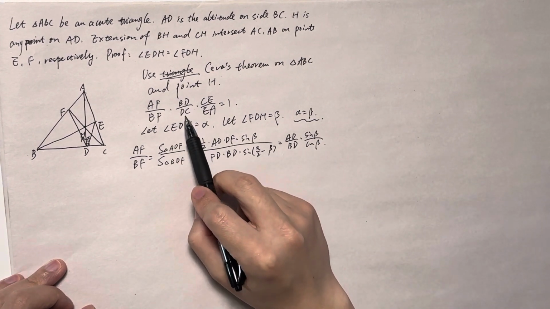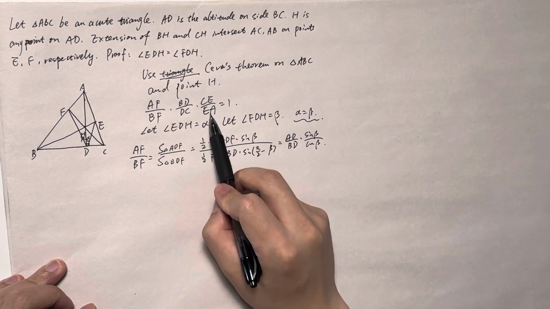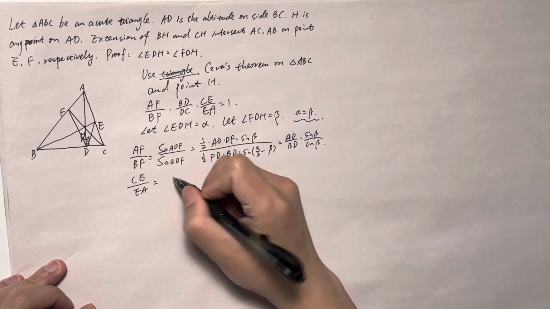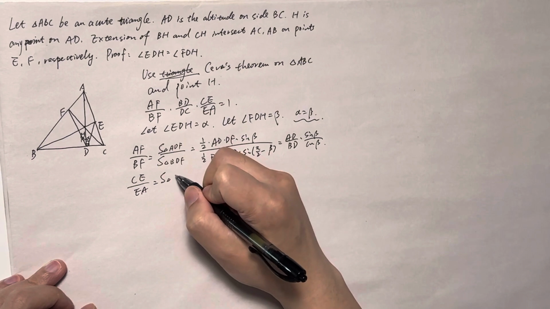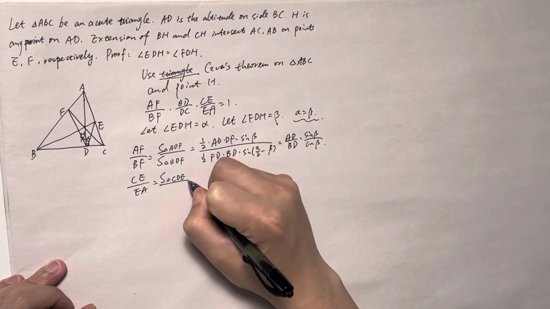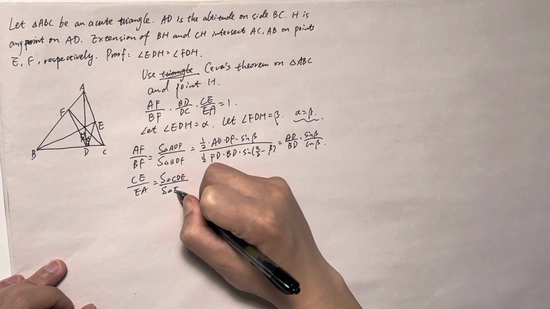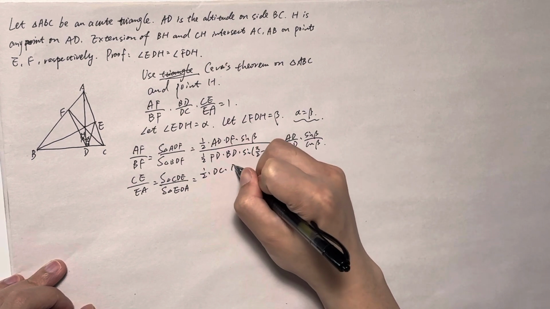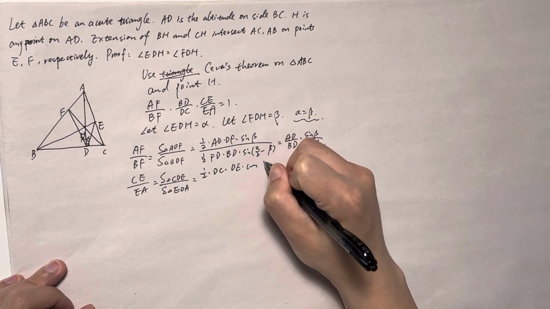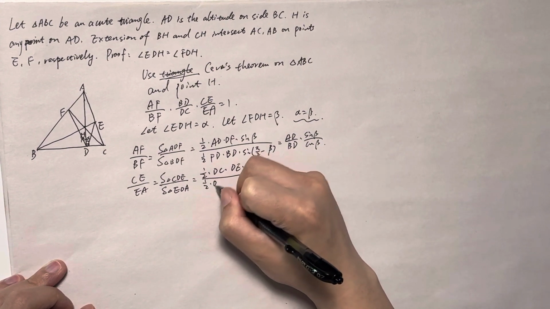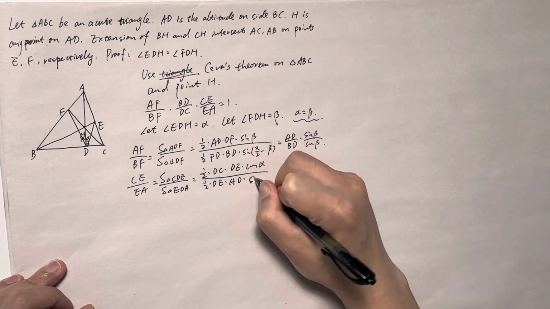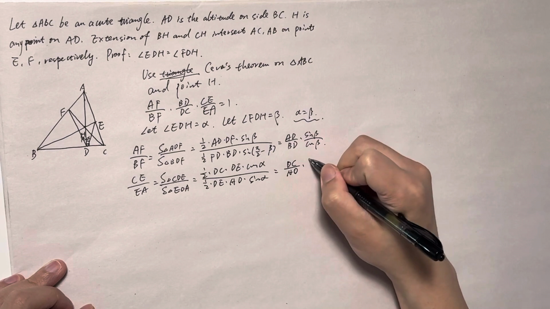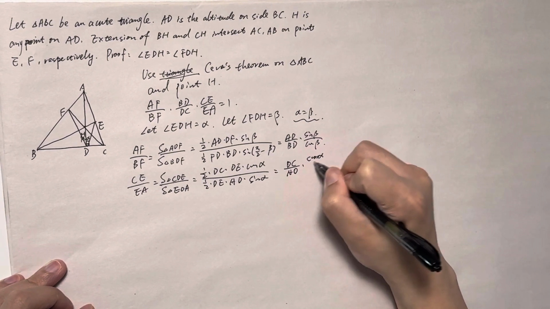And we have BD to DC here, and we have CE to EA. So look at CE to EA. The ratio of CE to EA can be translated to the area ratio of triangle CDE and triangle EDA. So that equals half times DC times DE times cosine alpha divided by half times DE times AD times sine alpha, which equals DC to AD times cosine alpha to sine alpha.